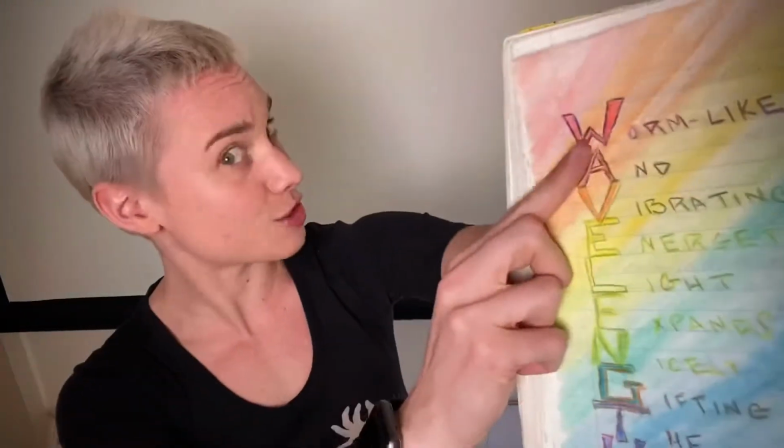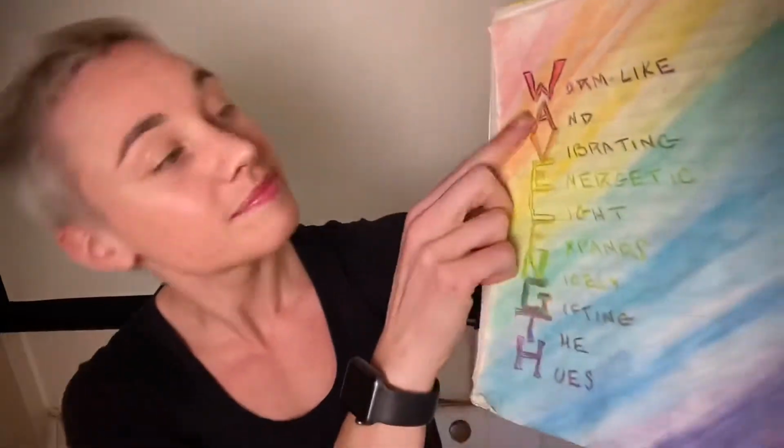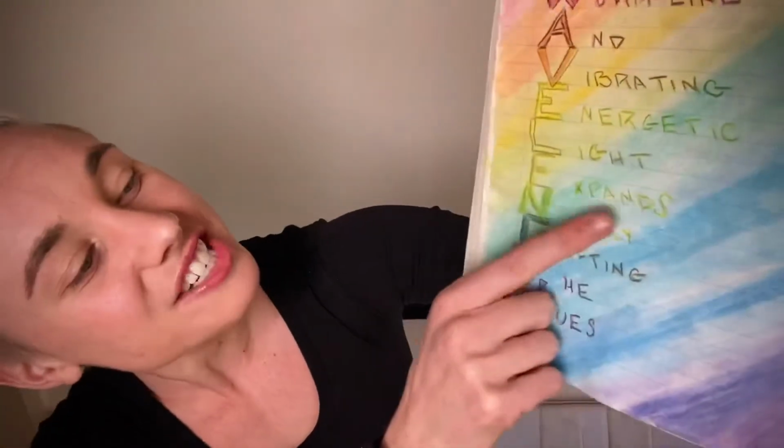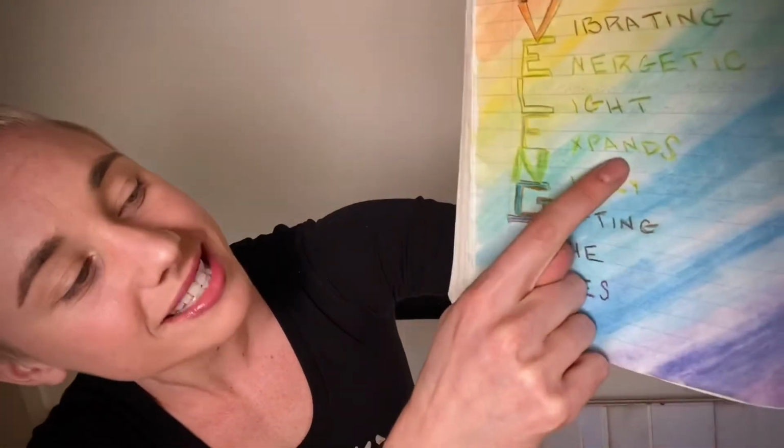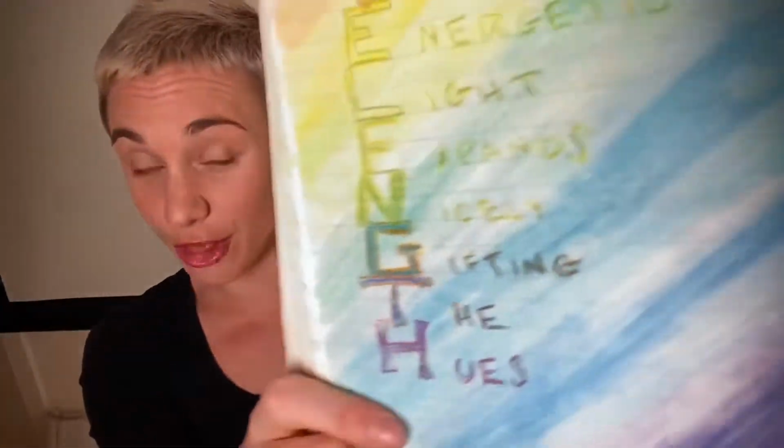So, this is my example. I chose the word wavelength and I chose some descriptive words. Descriptive language means that it's vivid and specific, that helps the reader visualize exactly what you're describing. So, here are some vivid and descriptive words and phrases I came up with. For wavelength: worm-like and vibrating, energetic light expands, nicely gifting the hues.